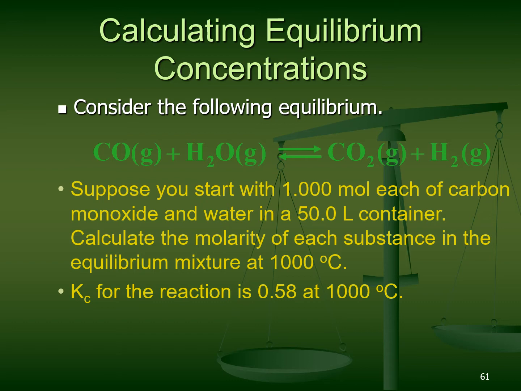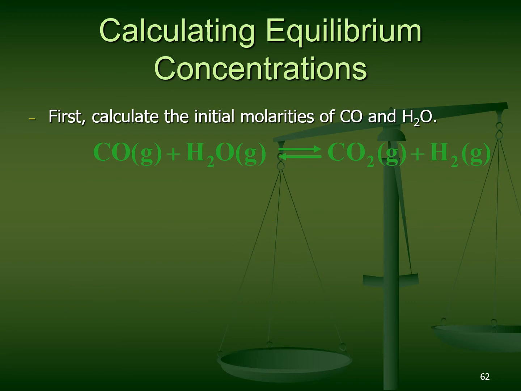So again, we're going to bring our ice chart into it. First, start out by calculating the molarities of what we know. Since it's 1 mole in 50 liters, do that. What are the concentrations of CO2 and H2? Well, they're 0. We haven't put any in there. So this is not at equilibrium yet, but these are the concentrations that we've mixed together to start with. We've put the CO and the H2O in, but we have no CO2 and H2.